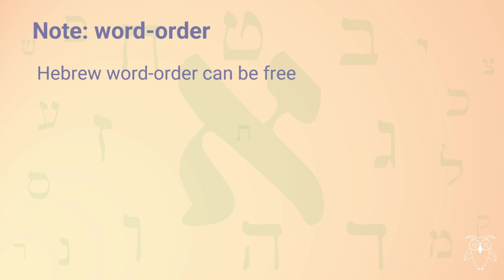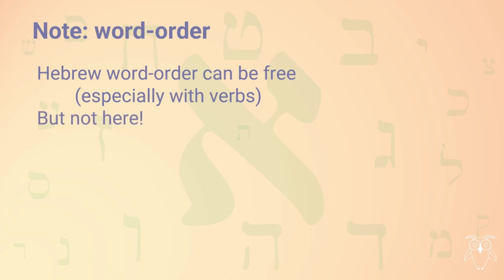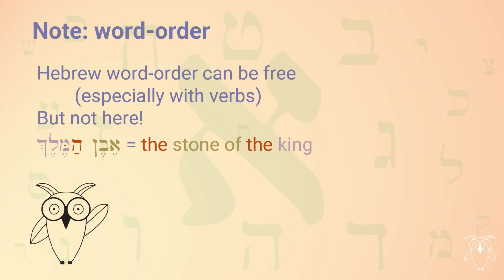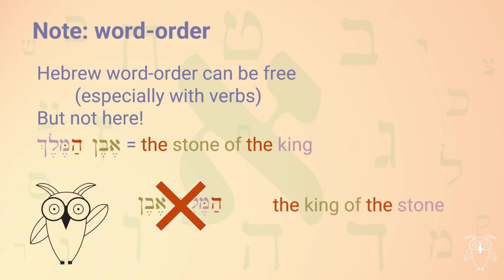Another note about these constructions, by the way, has to do with word order. Because word order in Hebrew may be free in some aspects, more free than English, like where in the sentence you place a verb and whatnot. But with these constructions, the word order is very strict. So you will always write Even HaMelech, and it is always the stone of the king. You never write HaMelech Even, and you never translate Even HaMelech as the king of the stone.